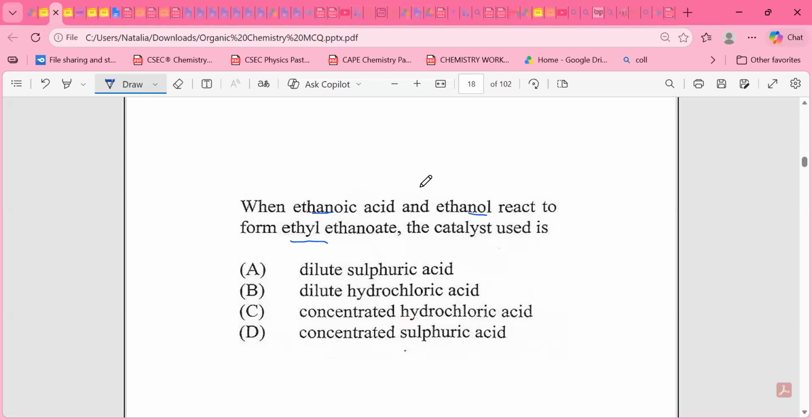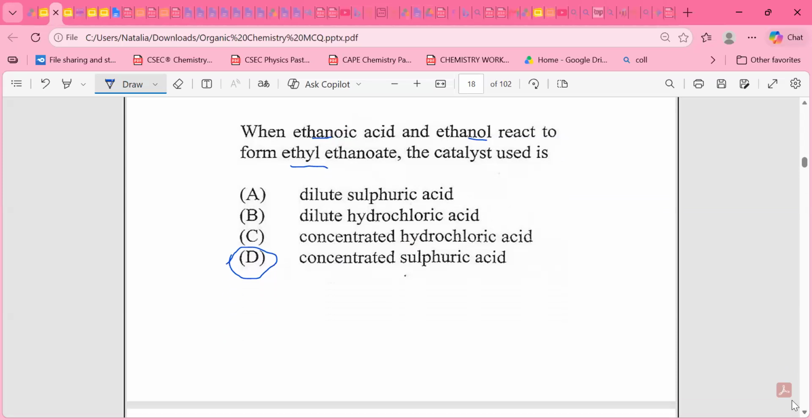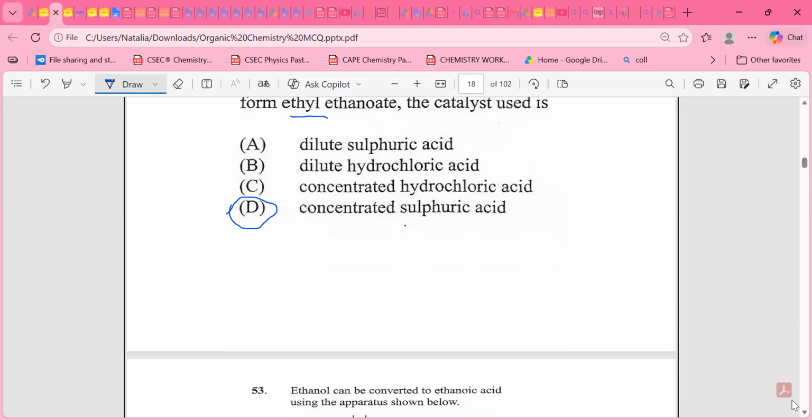So I just wanted to make it known that the process for this reaction, when ethanoic acid reacts, is called esterification. The catalyst that we use is concentrated sulfuric acid. It is a known dehydrating agent, so we want to remove water in this chemistry. One of the drying agents we can use is concentrated sulfuric acid. Can't use it all the time, but it's one of the go-to ones.